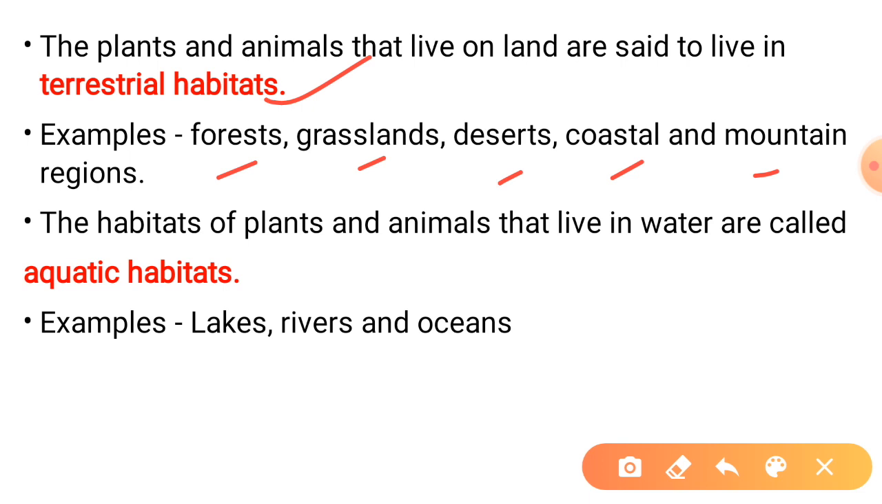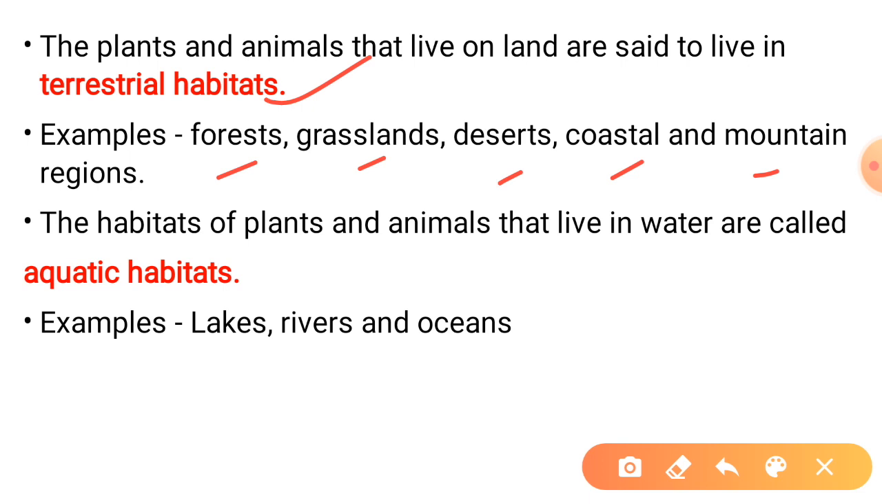You can easily name which animal lives here. If you ever visit a forest, there is a probability to find a lion there. In grassland, you can find them as well. Now in desert areas, camel is expected. In plants, you can find cactus there. In coastal region, crab, they are expected. Turtle, tortoise, they are expected. So in this manner we can see that different animals and different types of plants can be found in these places.